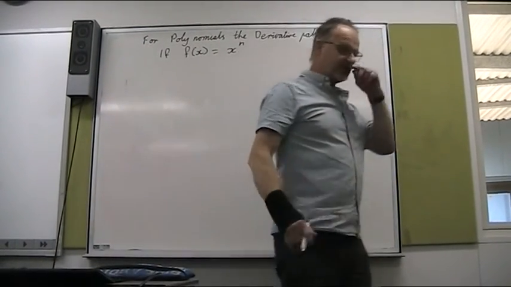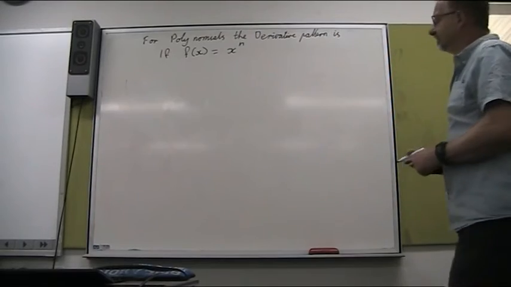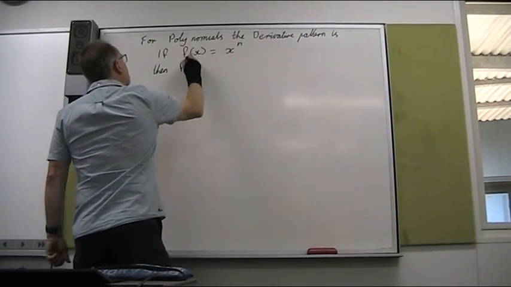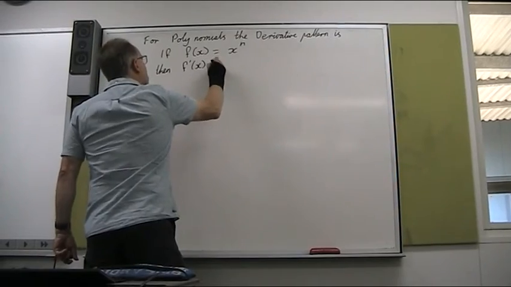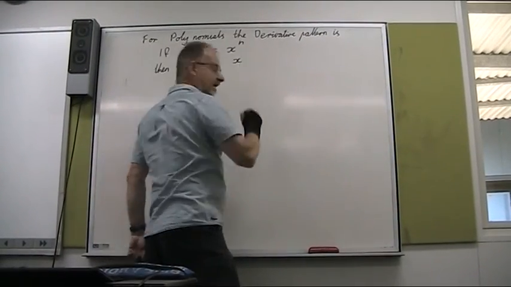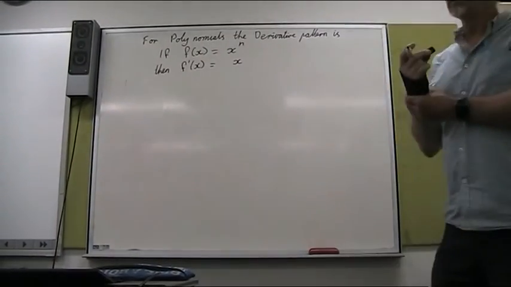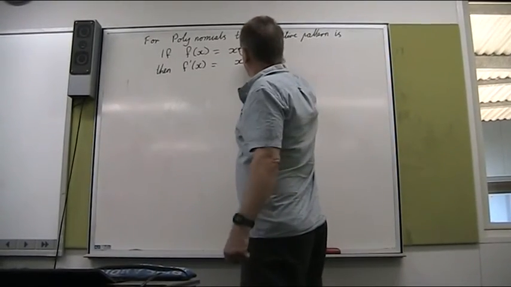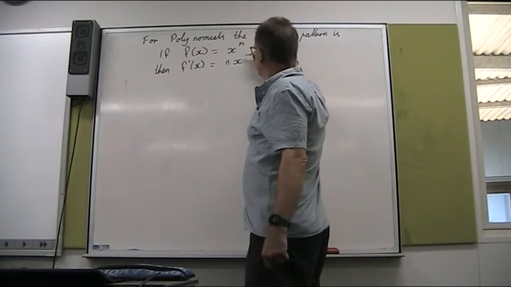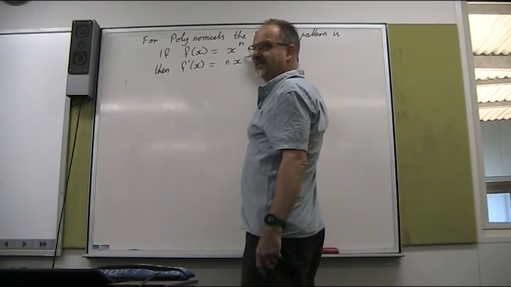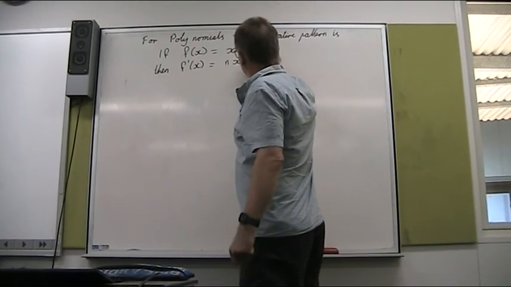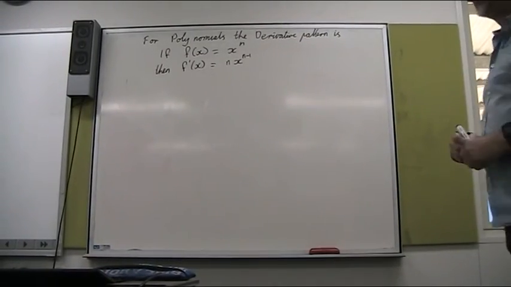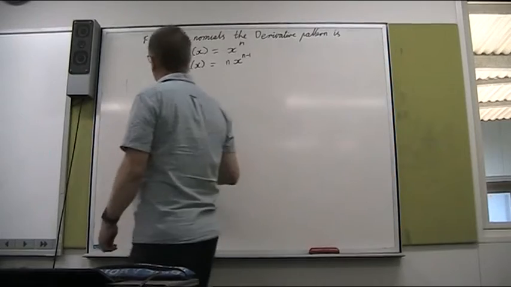if f(x) equals x to the n, then our derivative f dash of x is x to the something. So what did we say happened to the power? It went in front, and the power of our derivative is 1 less. All right, so let's have a look at an example.